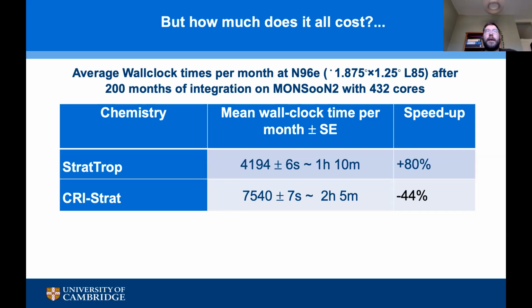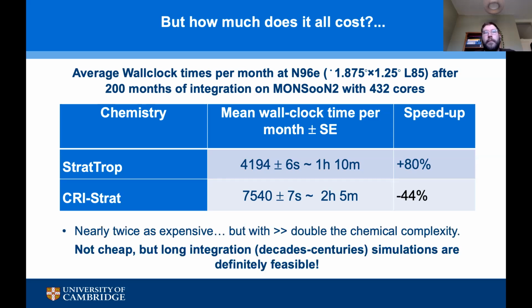So in terms of how CRI-Strat compares to StratTrop in terms of cost, you're looking at it being about 80% slower compared to the simpler mechanism, which is quite a bit more expensive. Bear in mind, it's nearly twice as expensive, but much more than double the chemical complexity. So it's not cheap. However, if you can afford to do 2 StratTrop simulations for Wondleton Harrison, you can afford to do 1 CRI-Strat one.